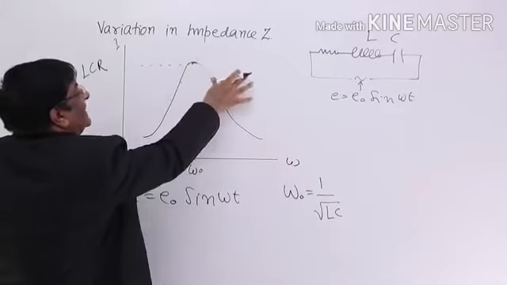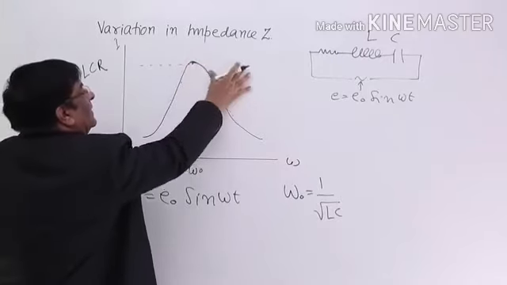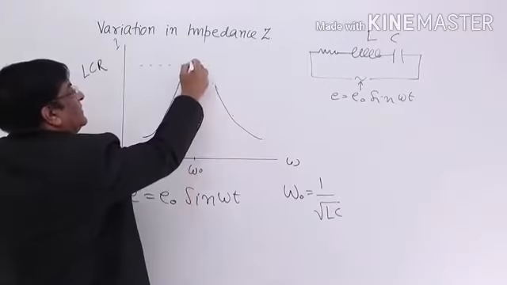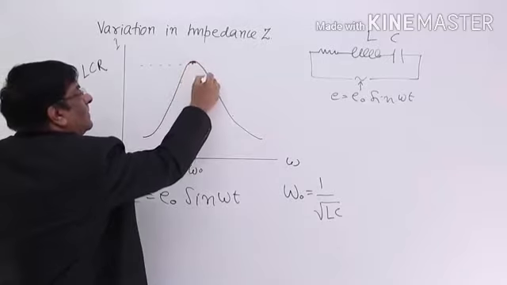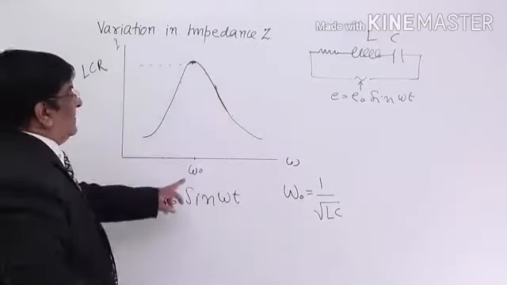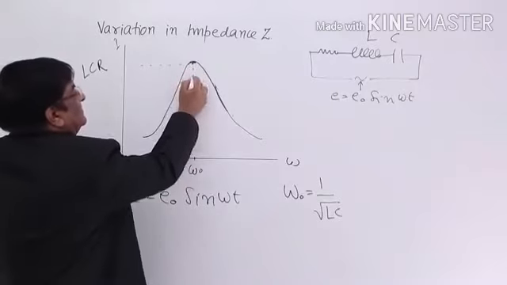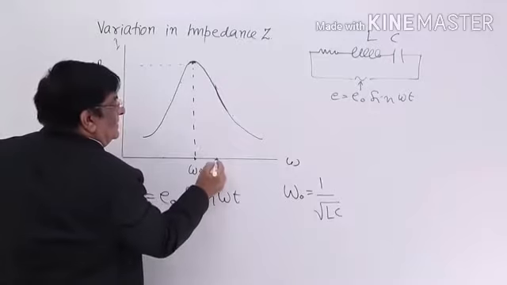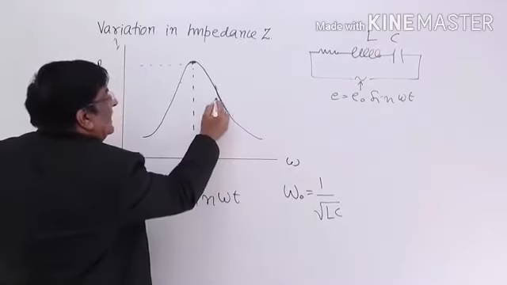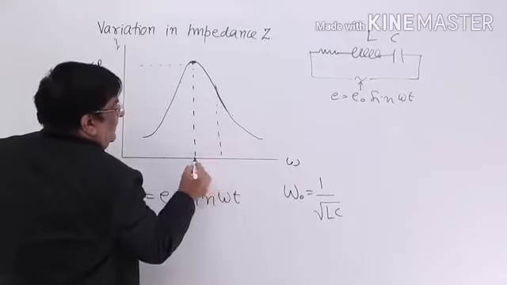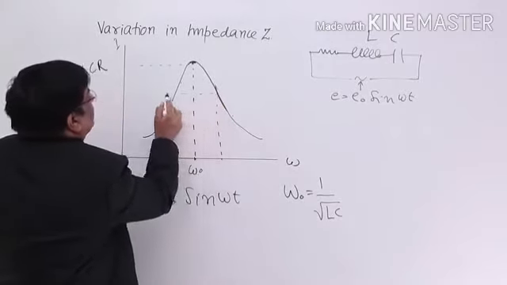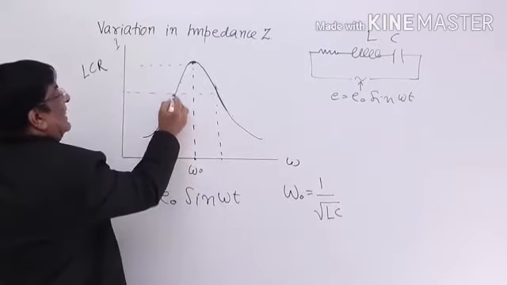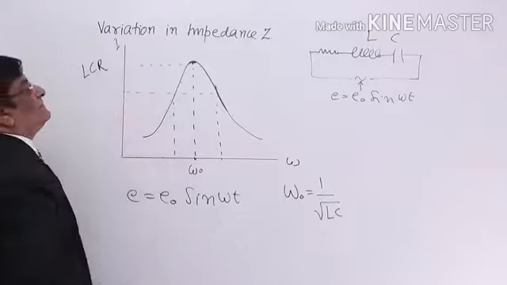Here it has the maximum value. It has the maximum value when the frequency applied is equal to the natural frequency. If the frequency is more, you see current is only this much. If the frequency is less, even then the current will be less.